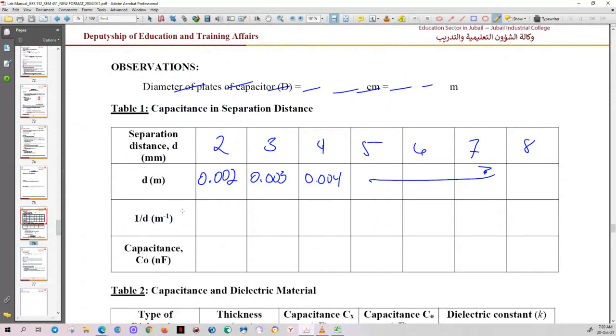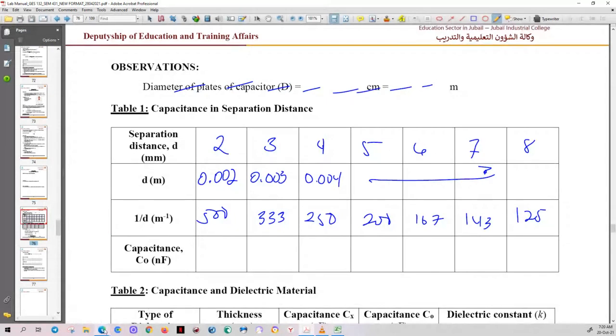So this is 500. This is 333. This is 250. The next one is 200, 167, 143, and 125. So there you go. It's quite easy because this is only by calculation. The last row, you have to make capacitance readings. So this is where we go with our simulation.